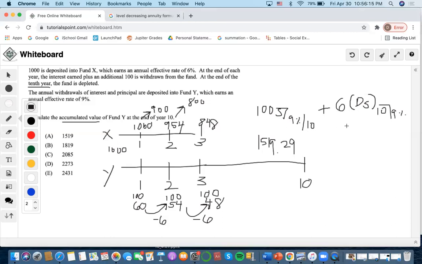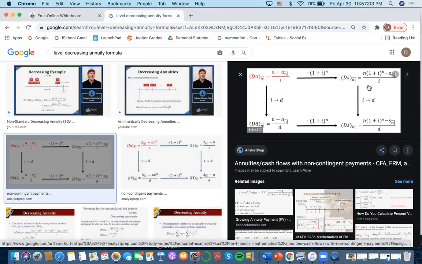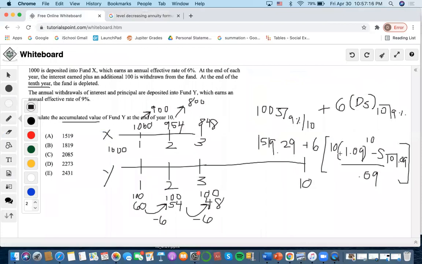And for the decreasing formula, we know that we start off with 6 on the outside, and then we start off with the number of years of 10 times 1.09 to the 10 minus s to the 10 at effective 9%, all over 9%. Because as we see here, this happens to be the accumulated value of a level decreasing annuity. Honestly, I feel like on the real test, I would use the PQ TVM method instead, but yes. So let's solve this.